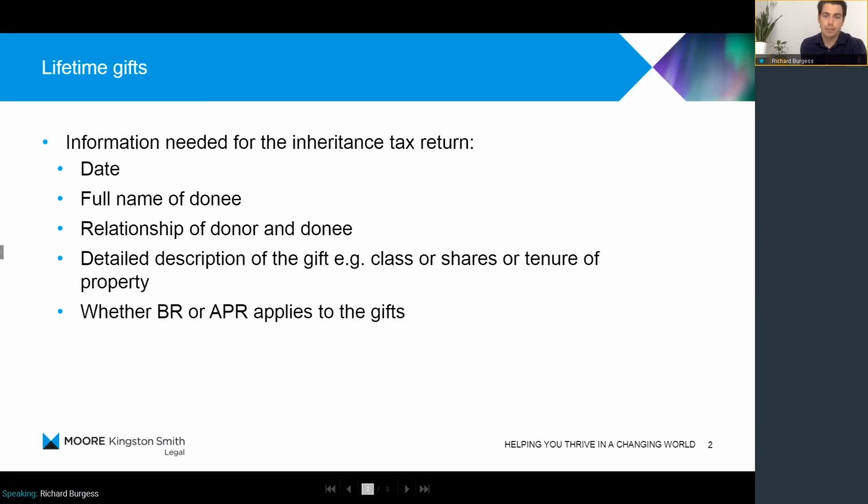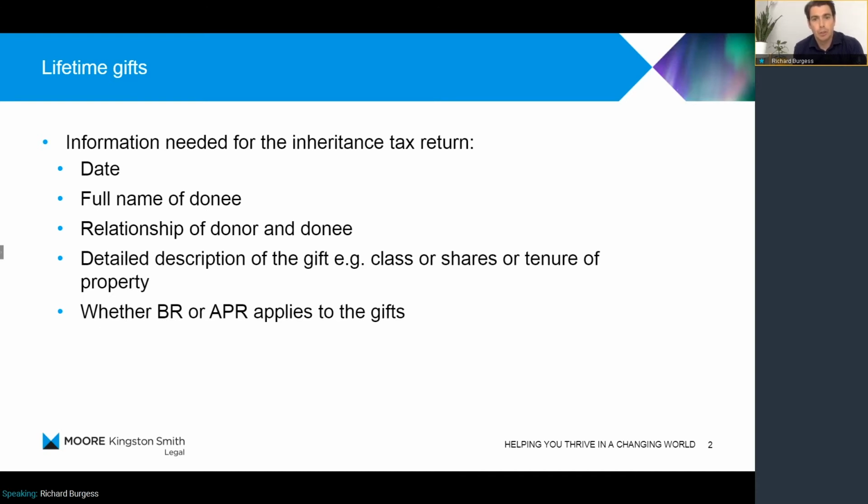So, lifetime gifts. If your client is looking to transfer assets to a beneficiary, the information that the executors will need to provide in the inheritance tax return in due course is listed here on the screen. Some of these are fairly straightforward. The date of the gift is very important for whether or not 7 years have elapsed in order for the asset to fall outside of the estate. Then the full name of the donee, and the relationship between donor and donee, principally to ascertain whether or not a spouse exemption or a charity exemption applies.